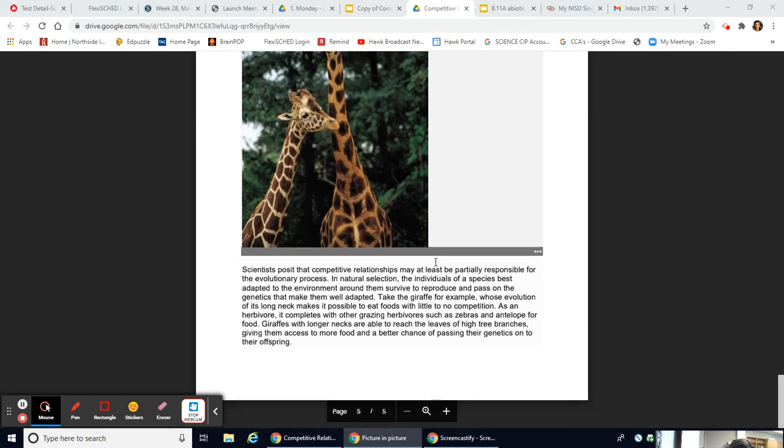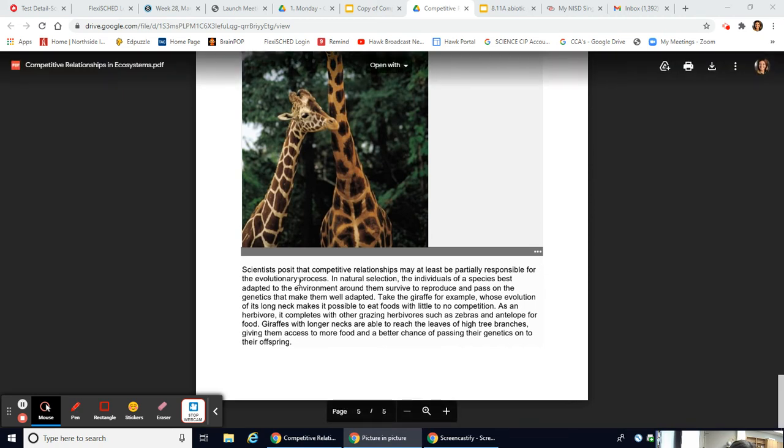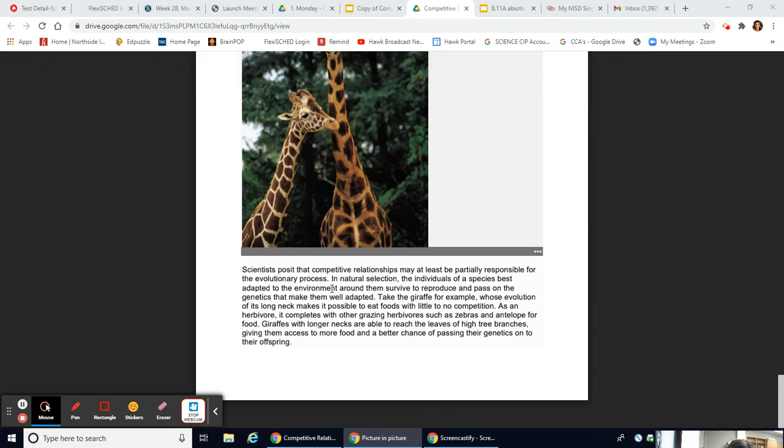Evolution and speciation. Scientists posit that competitive relationships may be particularly responsible for the evolutionary process. In natural selection, the individuals of a species best adapted to the environment around them survive to reproduce and pass on the genetics that make them well adapted.